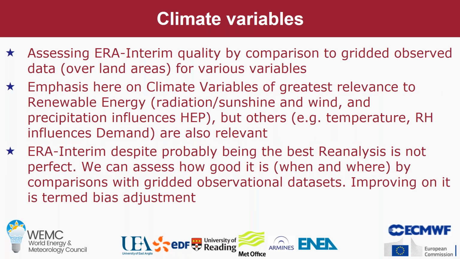So what we're doing is we're assessing the quality of ERA-Interim by comparison to gridded observational data over land areas for various variables. I'll show you those variables lists in a minute. But the variables are mostly those relevant to renewable energy, so radiation, sunshine, and wind, and also precipitation, which influences hydroelectric power. And we're also looking at temperature and relative humidity because that influences demand.